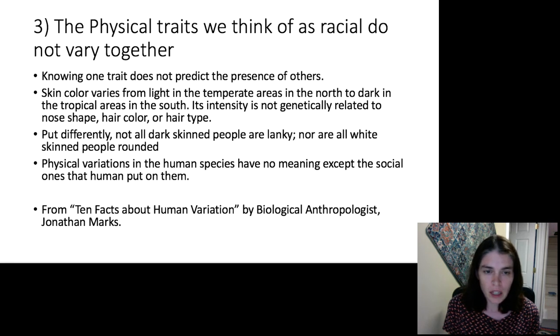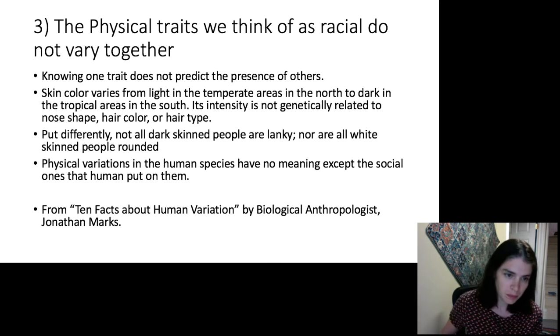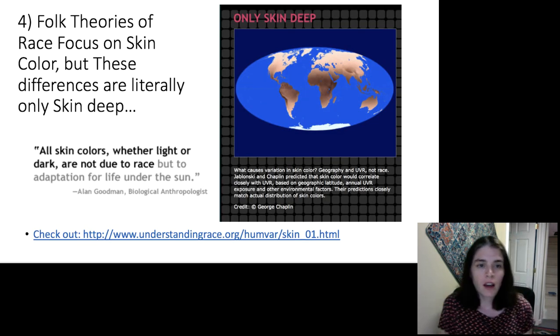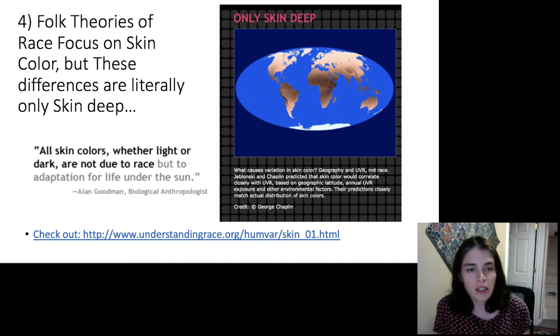Put differently, not all dark-skinned people are lanky, and not all white-skinned people are rounded. Physical variations in the human species have no meaning except the social ones that humans put on them. Finally, folk theories of race focus on skin color, but these differences are literally only skin deep.